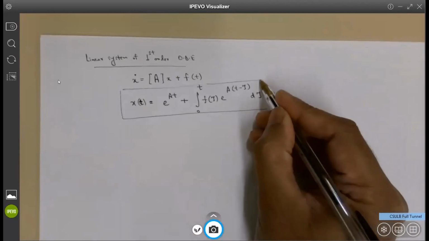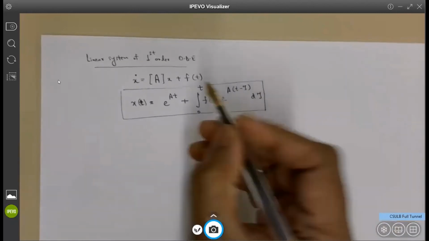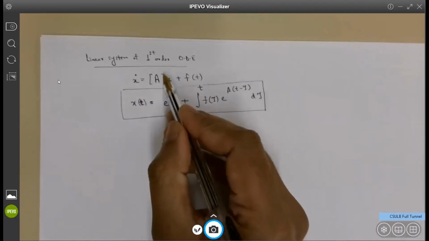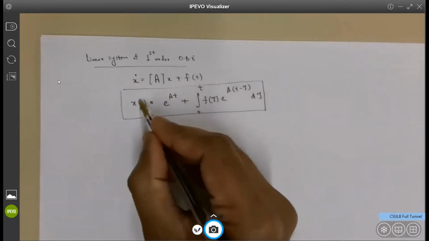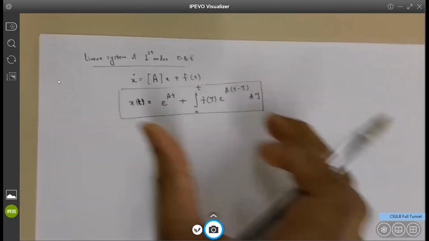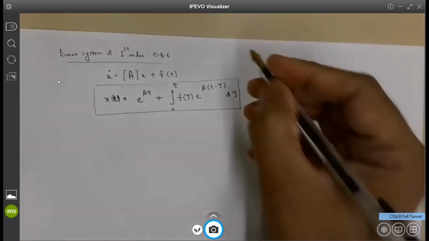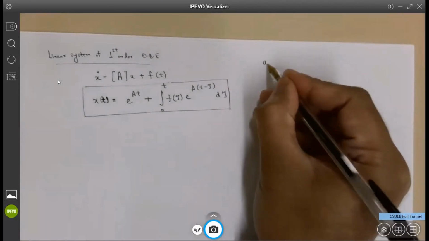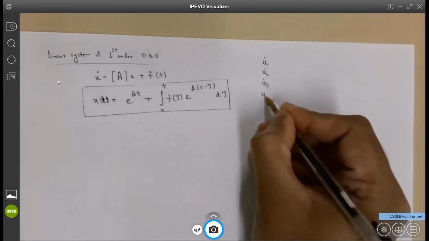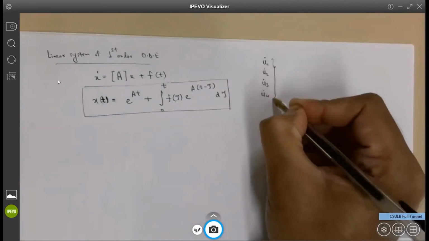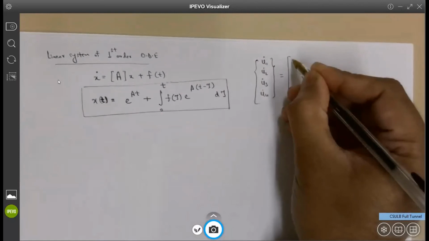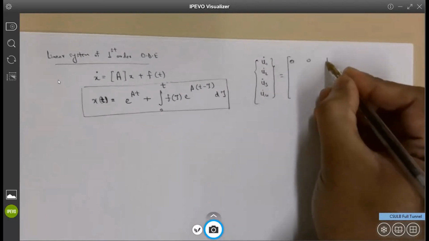Now this is the same solution that you would have seen in 501 if you were dealing with just one variable, but here we are dealing with a linear system, with matrices. So let me say what we actually wrote in the first instance. Our equations were U1 dot, U2 dot, U3 dot, and U4 dot. Let me rewrite it again.